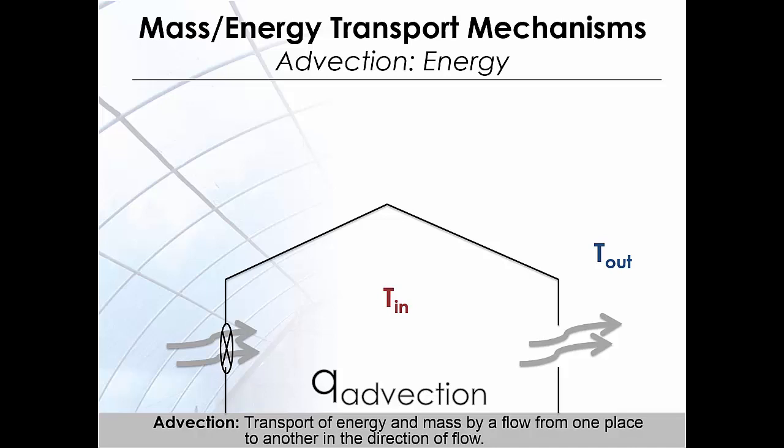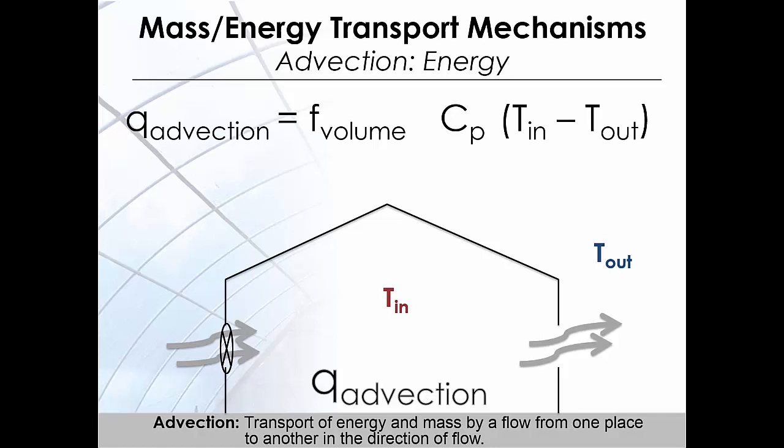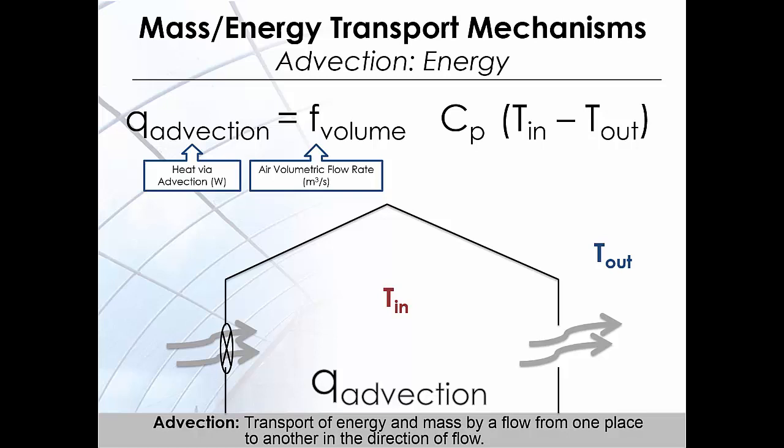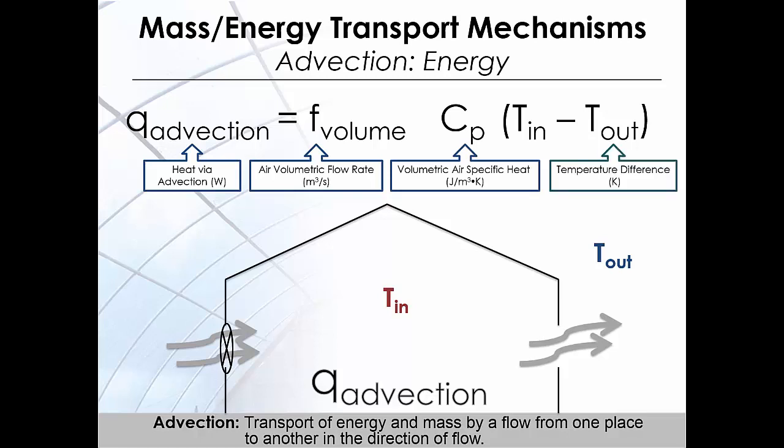So the net energy flux from inside to outside due to ventilation through a ventilation opening can easily be calculated using this equation. Here the net energy flux from inside to outside due to ventilation is called Q advection in our example. So Q advection equals F volume times Cp times delta T, the temperature difference between inside and outside of the greenhouse. In this equation, Q advection is the heat transfer due to ventilation, F volume is the air volumetric flow rate, Cp is the volumetric air specific heat, and the temperature difference is also represented by this term.